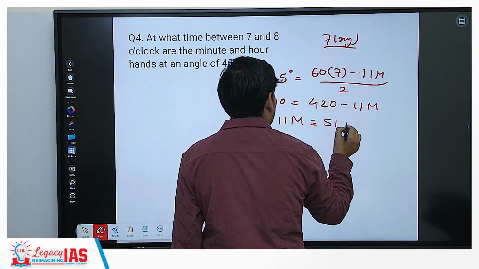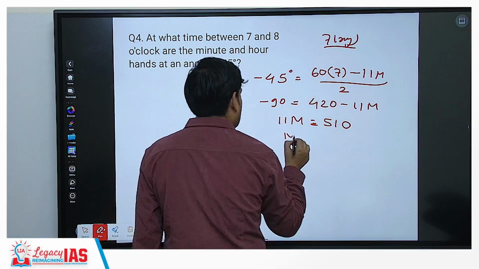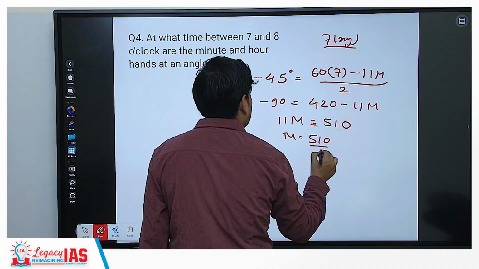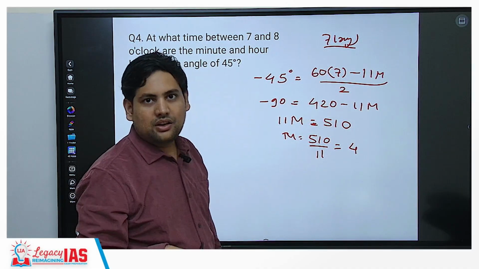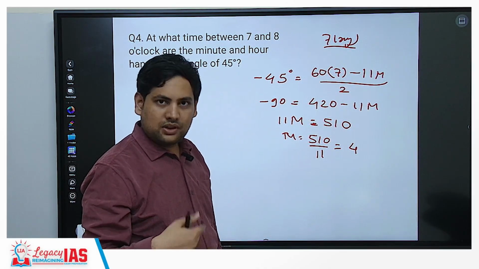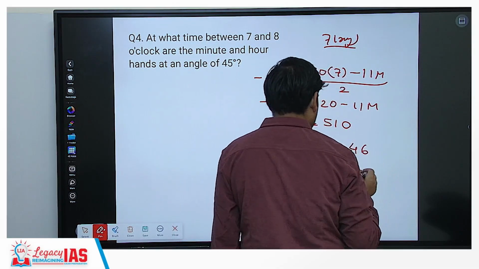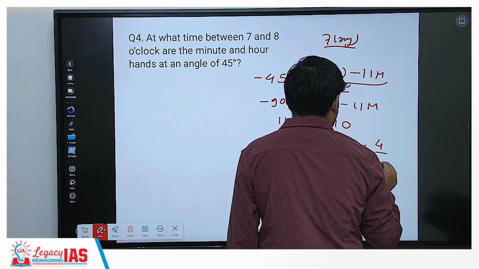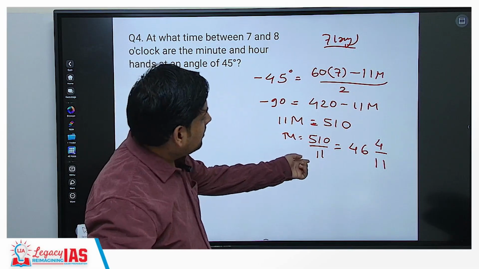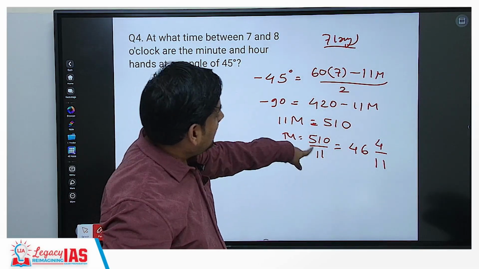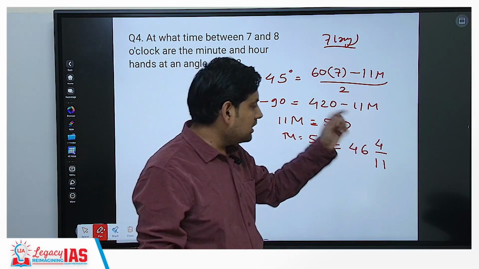510, correct? 510. So m comes out to be 510 by 11. How many times will this go? This will go 4 times, so you get 44, and then 7 is left. By 70 it goes 6 times, 66, 4 is left. So 46, 4 by 11.